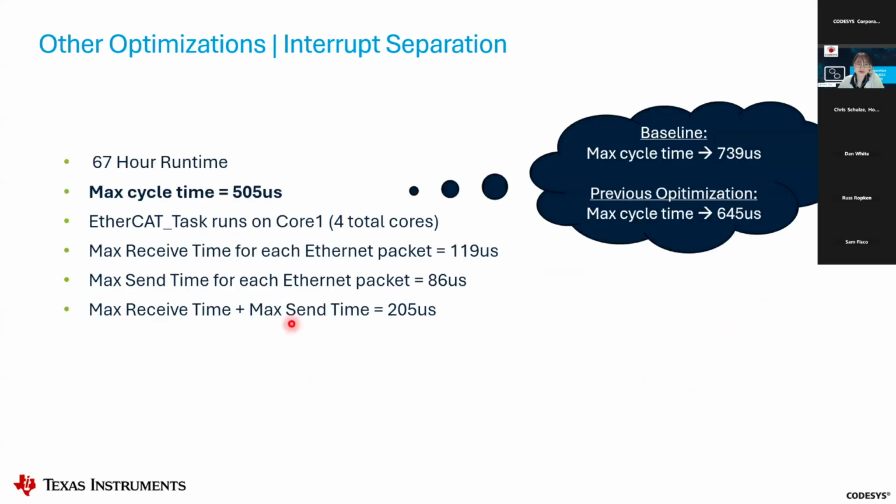And so after the 67-hour runtime, I noticed that the maximum cycle time came up to about 505 microseconds, which is approximately a 200 microsecond improvement from the baseline that we observed in the first test. So this shows promising effects on not only using interrupt separation, but also processing those interrupts on the same CPU core that the EtherCAT task is running on.